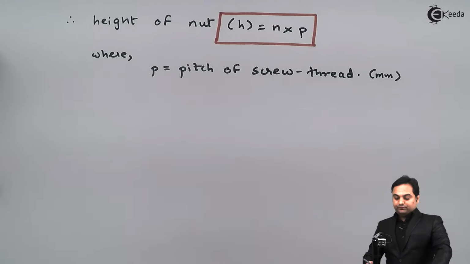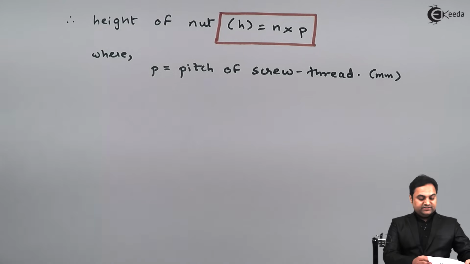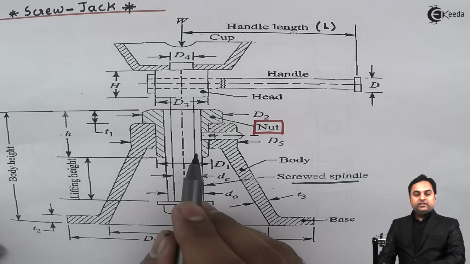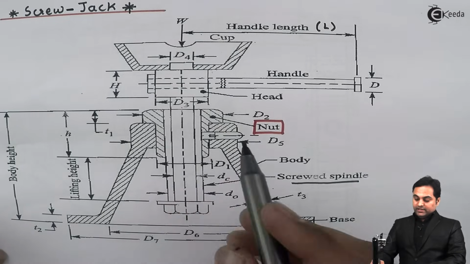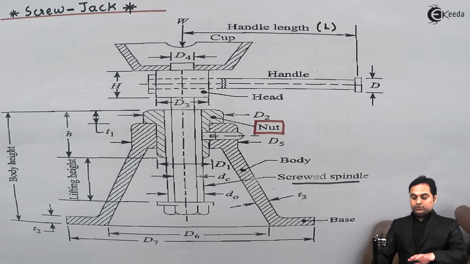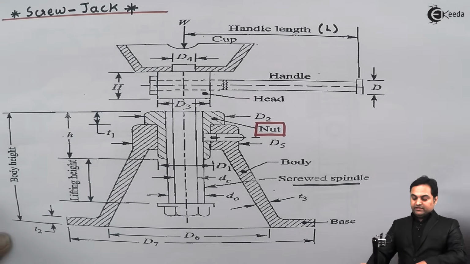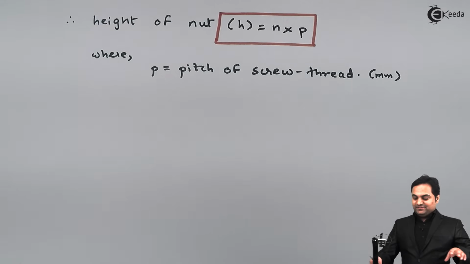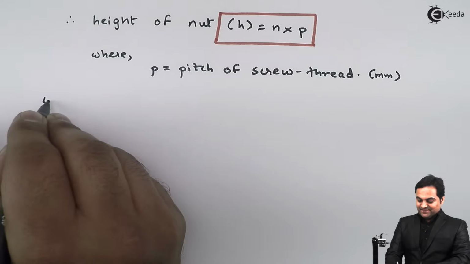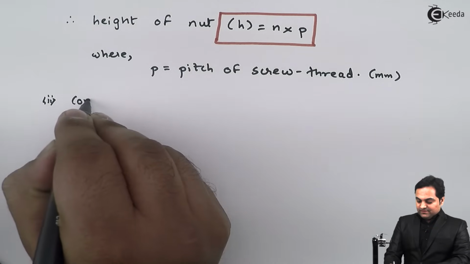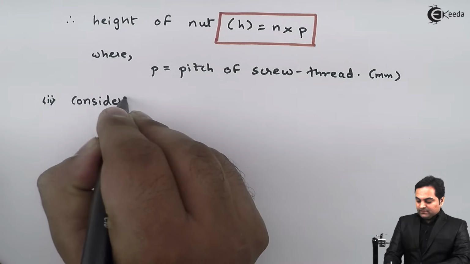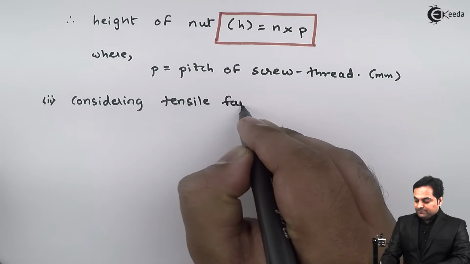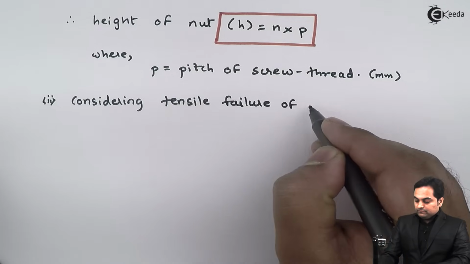So now, once we have designed the core diameter of the nut, we have designed the outer diameter for the nut, and we have designed the height of the nut. So this was considering bearing. Now the second consideration is considering tensile failure of nut. This design procedure is quite lengthy.